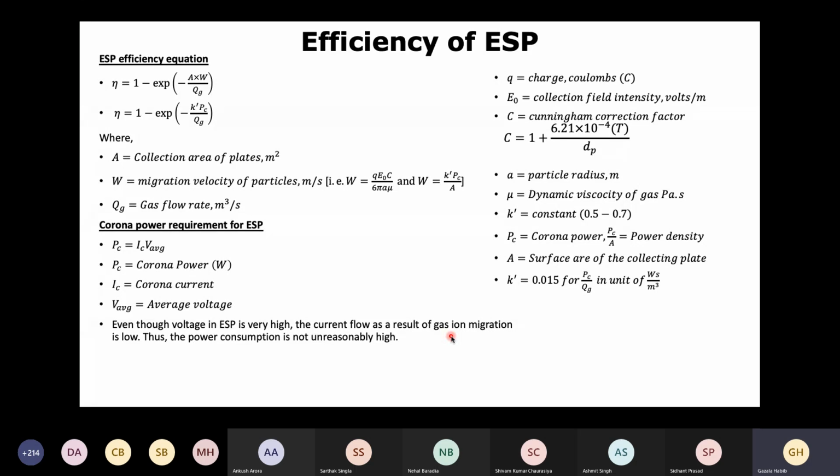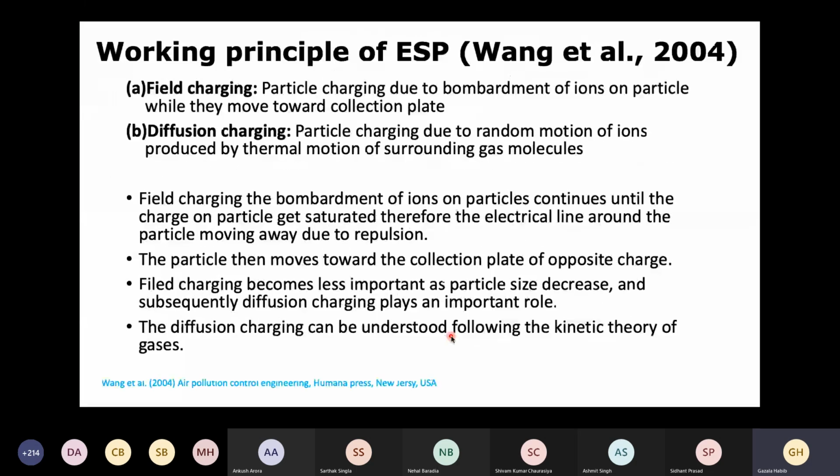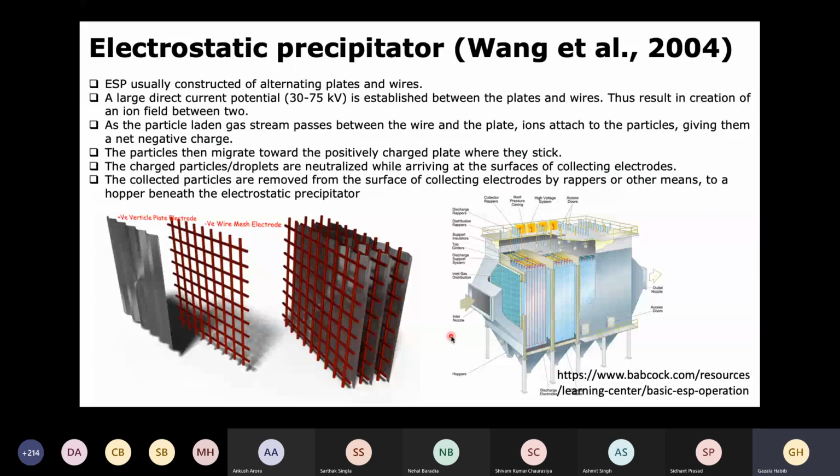I forgot to show you the arrangement of the plates in an ESP. I have put one figure, let me show you. You can see on the right-hand side how the plates are arranged in an ESP. It's not a simple unit, it's a huge unit. Putting the plates in some fashion will not work. It's all calculated. The distance between the plates is calculated, and they are arranged in such a way that maximum efficiency can be achieved.